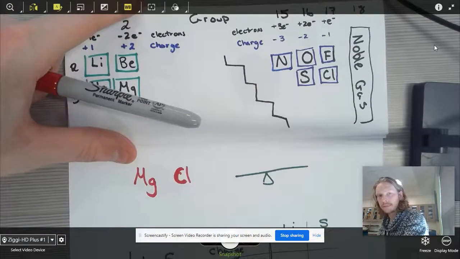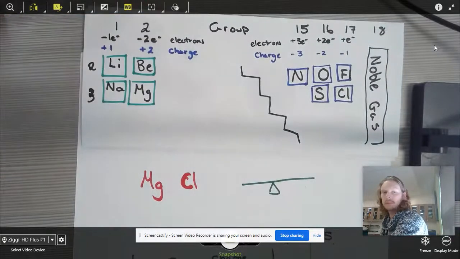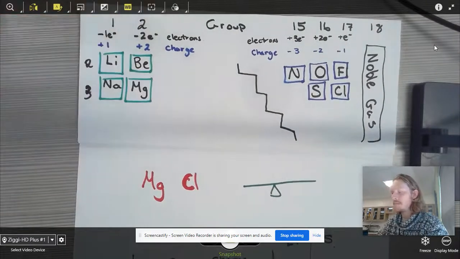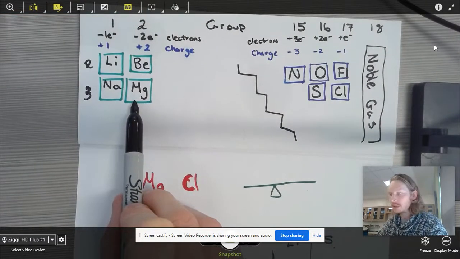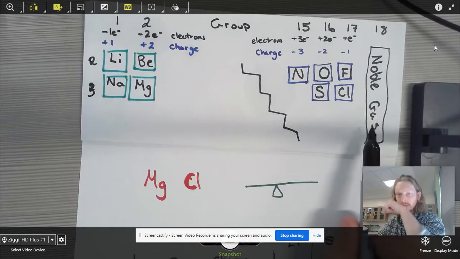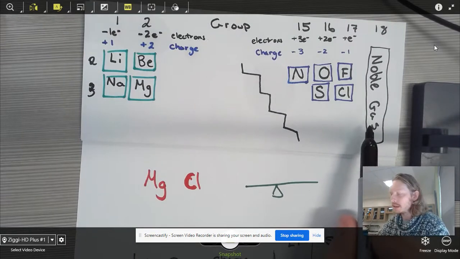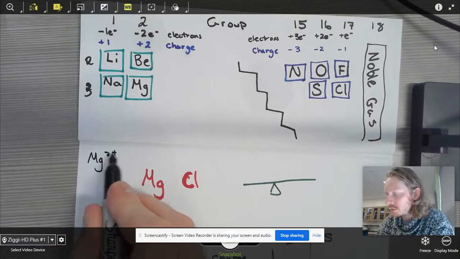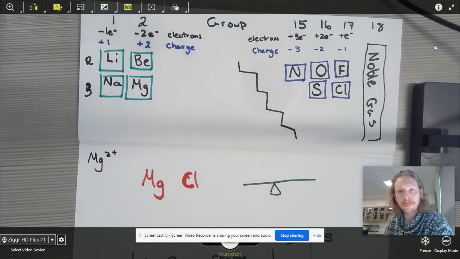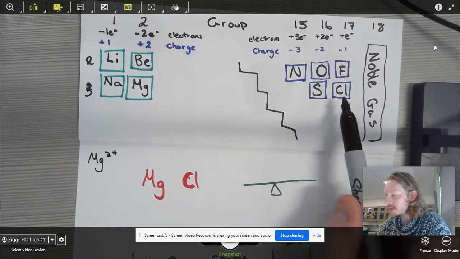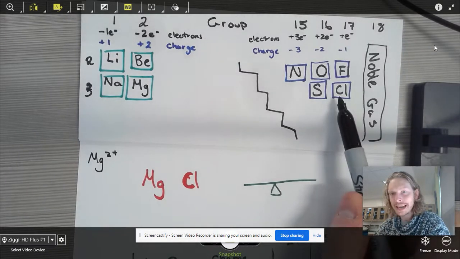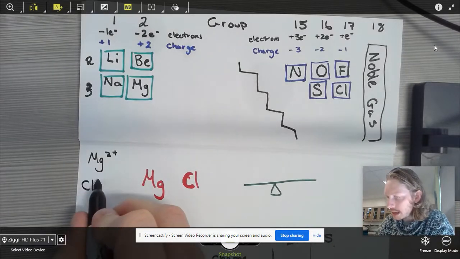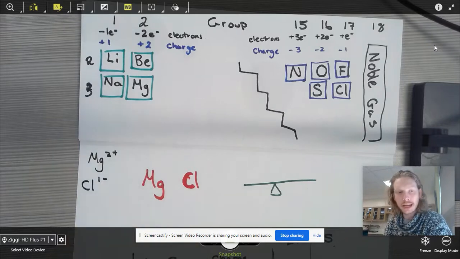Okay. Magnesium and chlorine. Okay, same idea here. Let's take a look at magnesium. Magnesium is in group 2. It's going to lose 1, 2 electrons to become stable like a noble gas. So Mg is going to be 2 plus. Okay, chlorine. Chlorine's in group 17. So close to group 18, it only needs to gain 1 electron, and then it'll be right there. So Cl wants to gain 1 electron, become 1 negative.